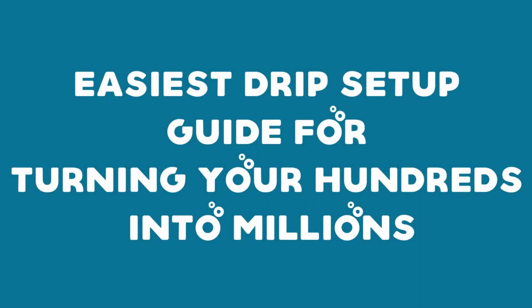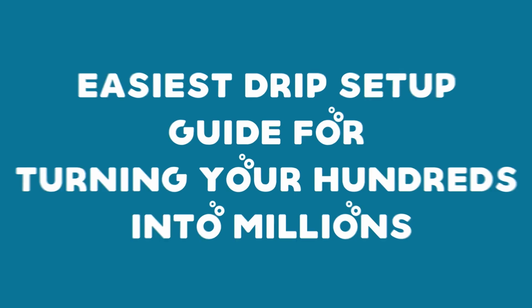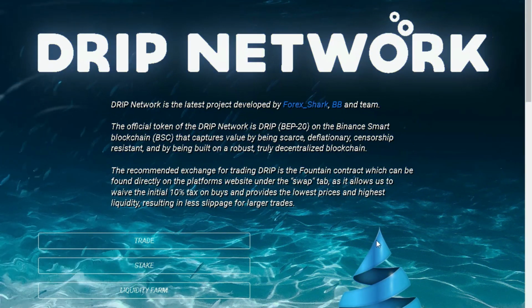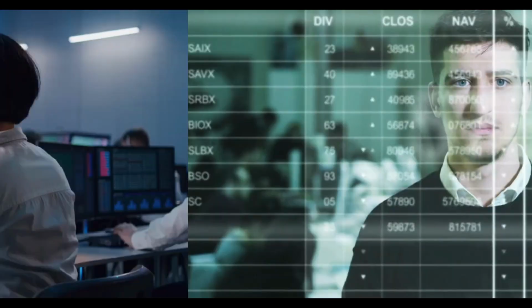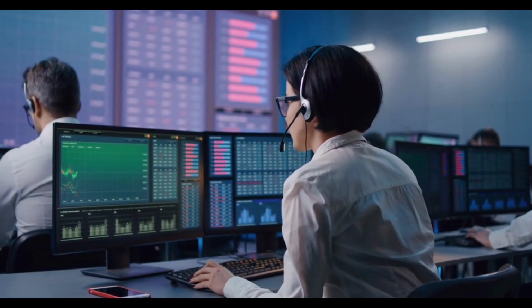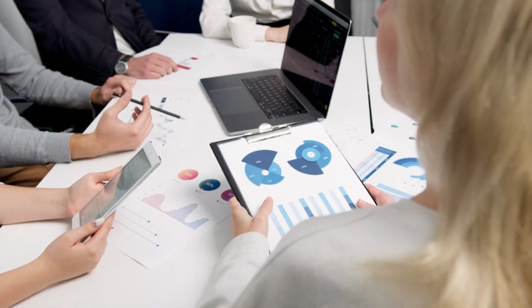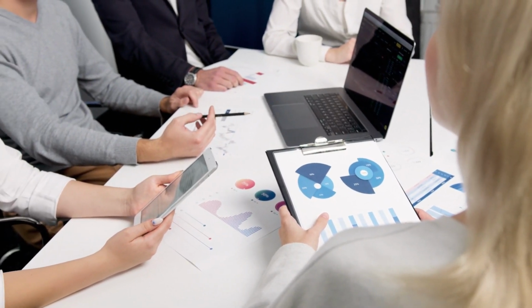Easiest drip setup guide for turning your hundreds into millions. DRIP is an interesting crypto project created on the Binance Smart Chain, providing lucrative passive income. I'm assuming you are here because you have already researched the DRIP network. If not, my other articles will give you some insight.